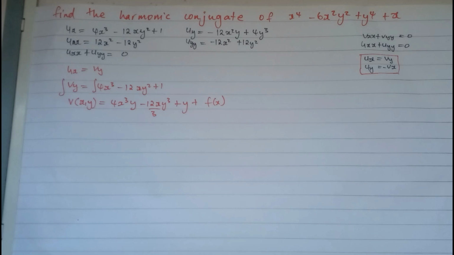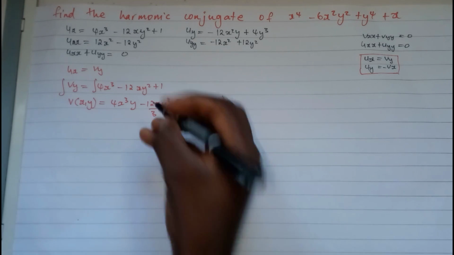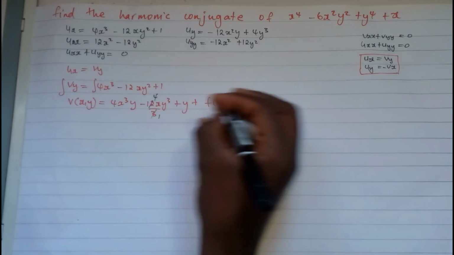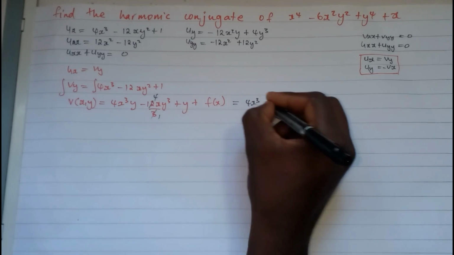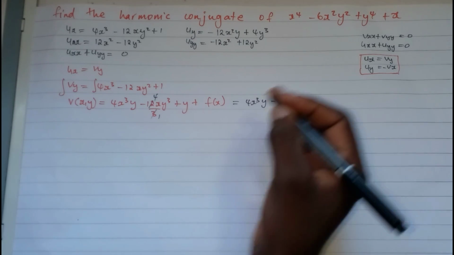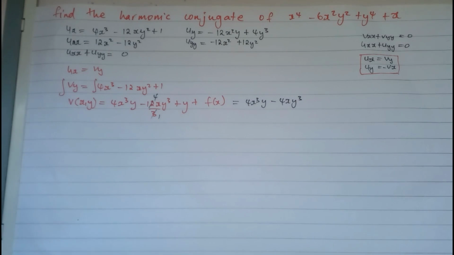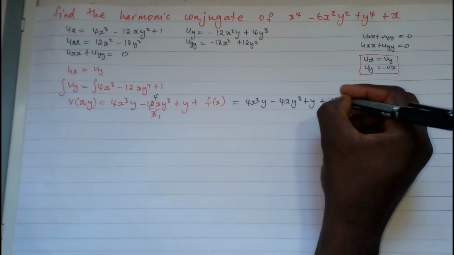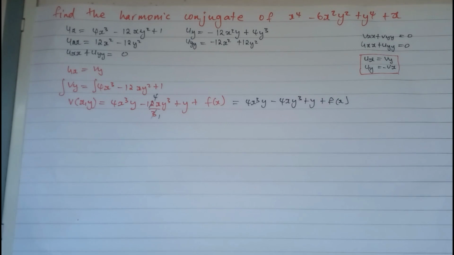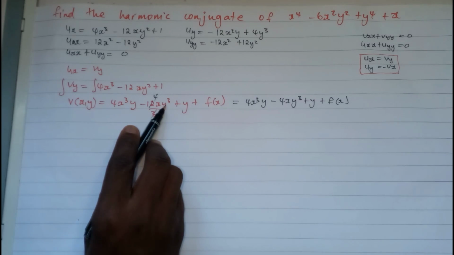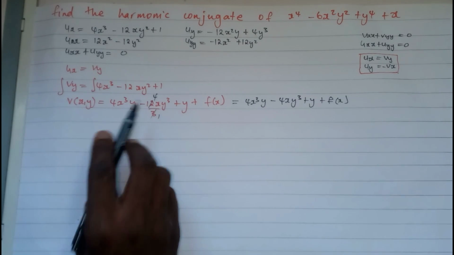As you can see, we can cancel here and get 4. So we're going to have 4x to the power 3 y minus 4xy to the power 3. This is what we're going to get, plus y plus f of x. I think you can add this one and this one. No, you can't add them, because this is x to the power 3 and this is y to the power 3.